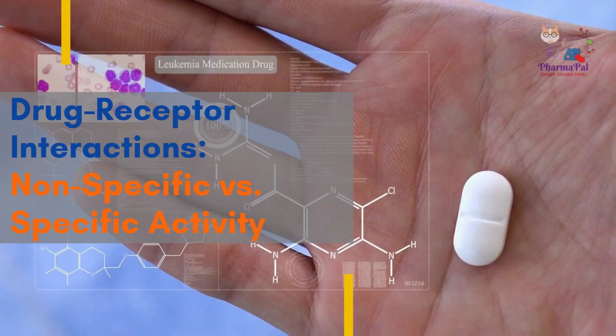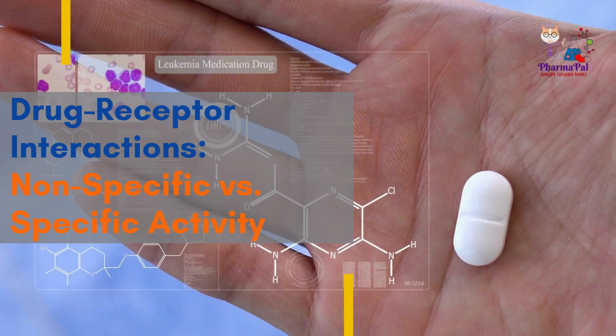Now, several factors can influence these interactions. The concentration of the drug, the presence of other competing substances, and even the physical and chemical properties of the drug itself can all play a significant role. It's also important to note that receptors are dynamic. They can change their shape or concentration in response to various factors, which can affect how drugs interact with them.